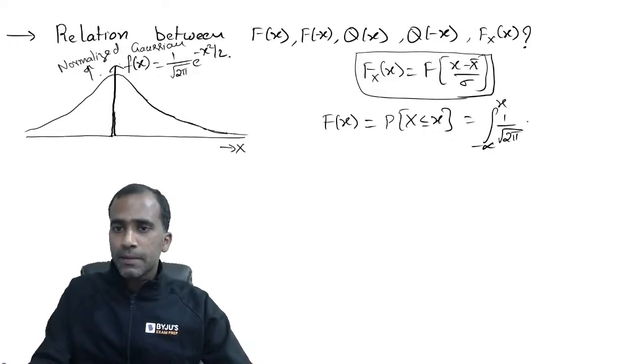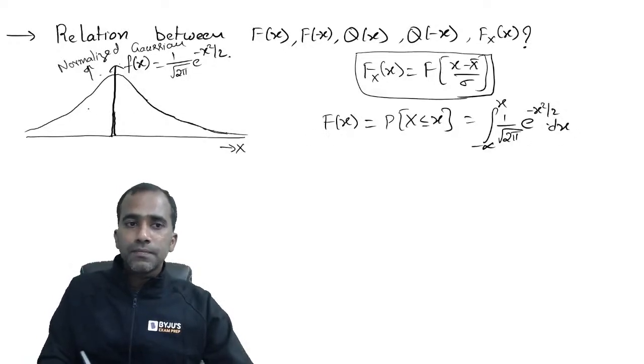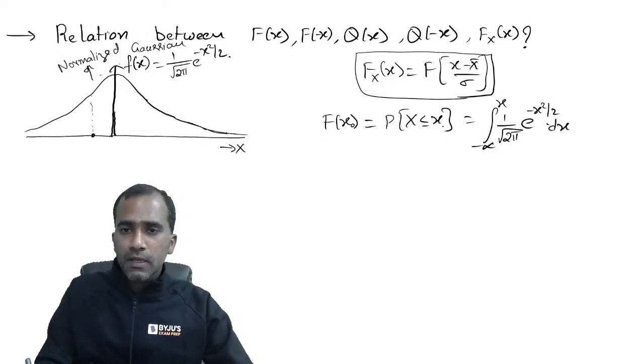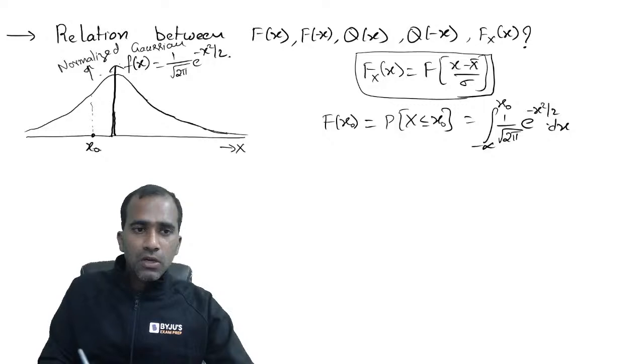1 by root 2 pi into e power minus x square divided by 2 dx. Okay, so what it means is, let's say this is some x naught. Let me take it as x naught so that there will be more clarity here. Whatever is the value here, that should be the upper limit. So CDF means F of x naught is this area. This area is what we call as F of x naught.